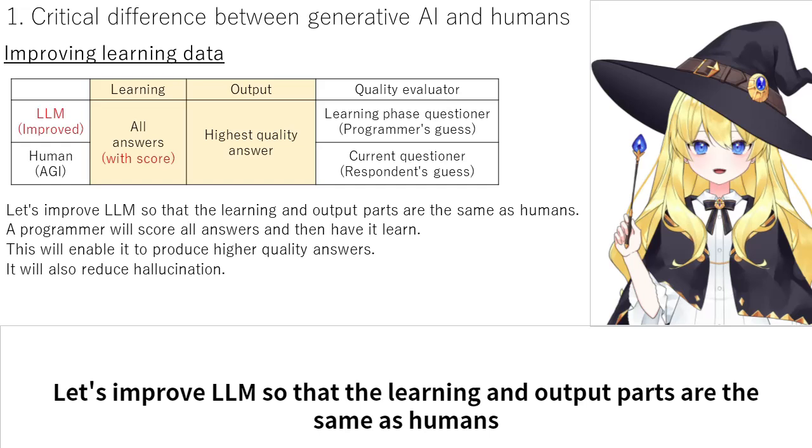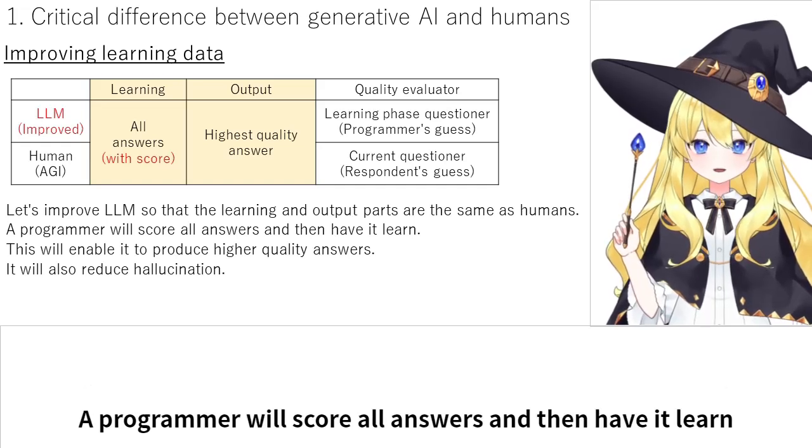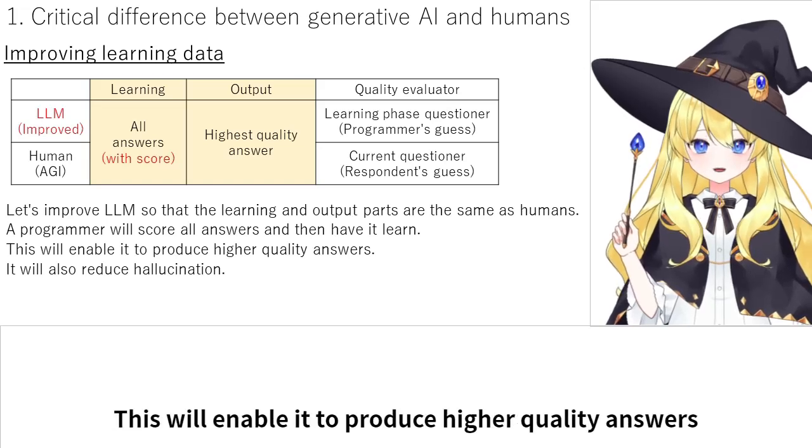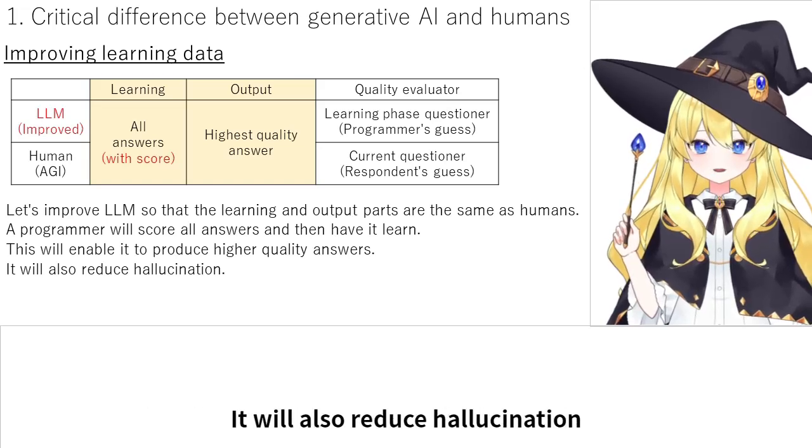Let's improve LLM so that the learning and output parts are the same as humans. A programmer will score all answers and then have it learn. This will enable it to produce higher quality answers. It will also reduce hallucination.